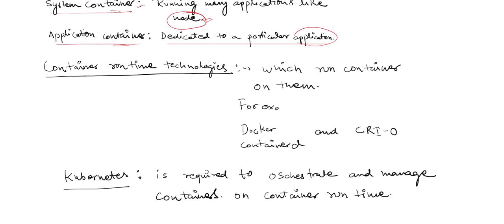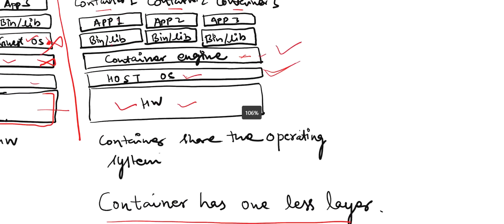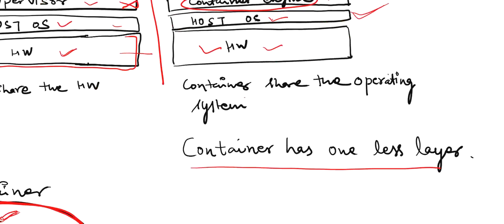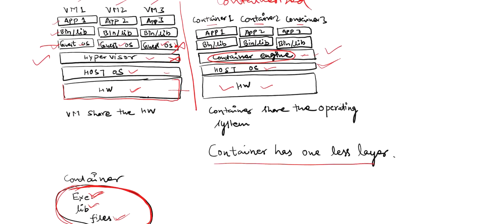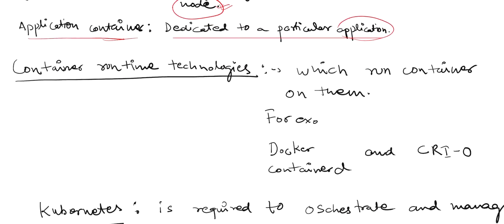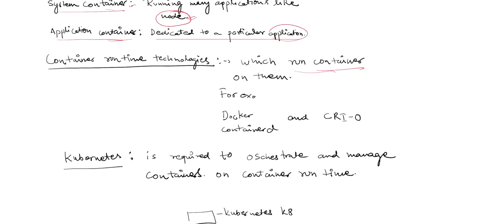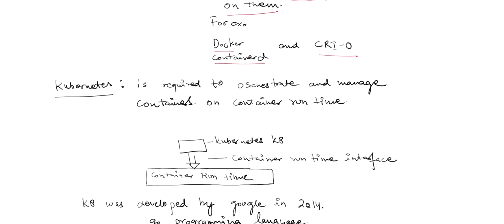The next thing is container runtime technology. What is it? In the diagram you saw, this container engine is called container runtime technology. It hosts applications 1, 2 and 3. Container runtime technology is what runs containers on it. For example, Docker, Containerd, and CRI-O are examples of container engines, or container runtime technology.